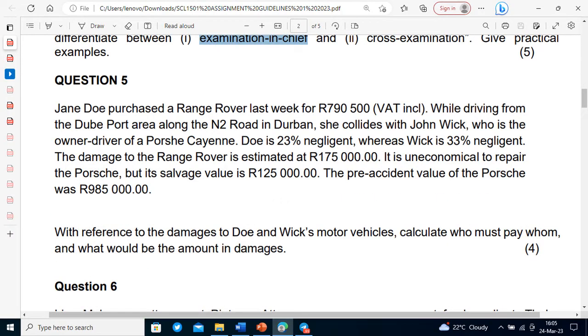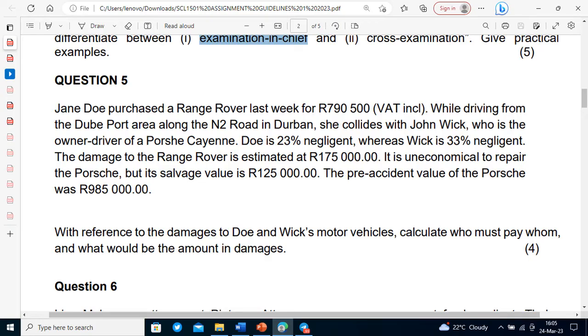Jane purchased a Range Rover last week for 790,500. VAT was included. While driving from Dewey Port area along the N2 in Durban, she collided with John, who is the owner driver of a Porsche. Jane is 23% negligent, whereas John is 33%. The damage of the Range Rover is estimated at 175,000. It's uneconomical to repair the Porsche, but salvage value is 125,000. The pre-accident value of the Porsche was 985,000.